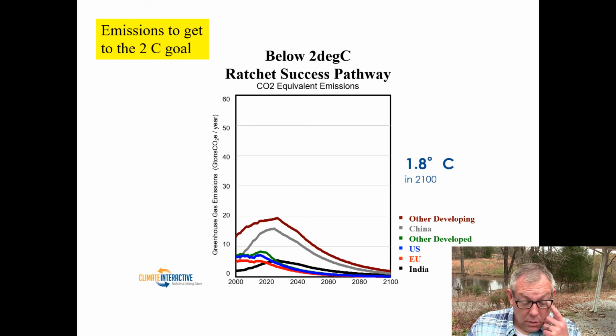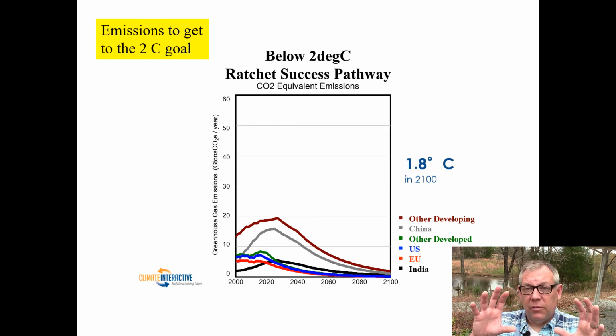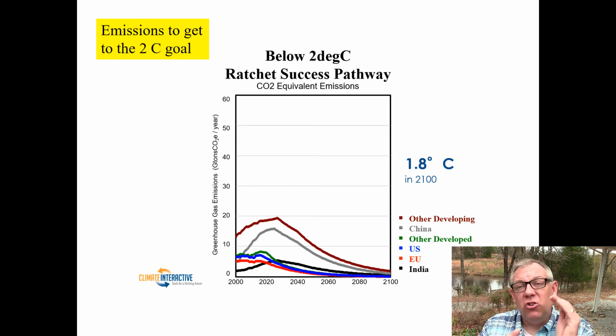To reach that 2 Celsius goal, this is what all these different countries or groups are going to have to do. They're going to have to reduce their greenhouse gas emissions almost to nothing by 2100 in order to meet that goal. So what does that mean? That means that basically we've reached the point where we have to, within 80 years, almost stop using fossil fuels just to stop the planet from getting 2 Celsius warmer.